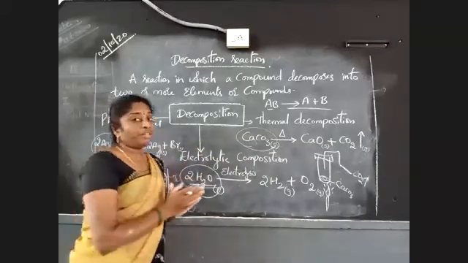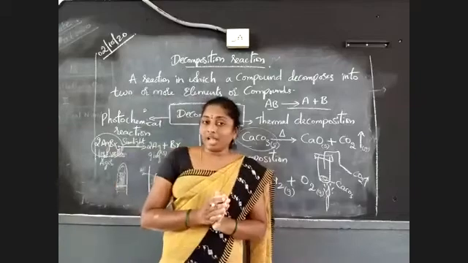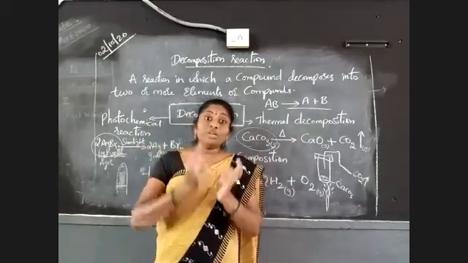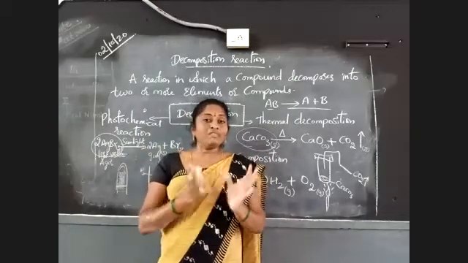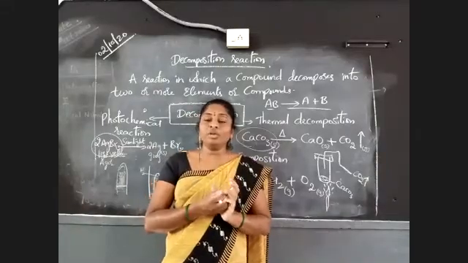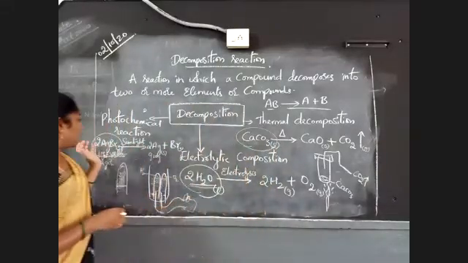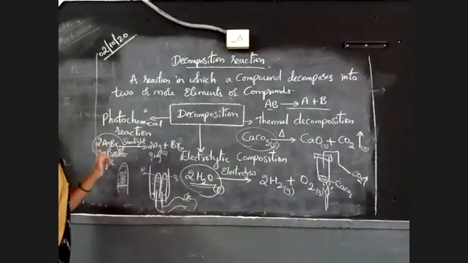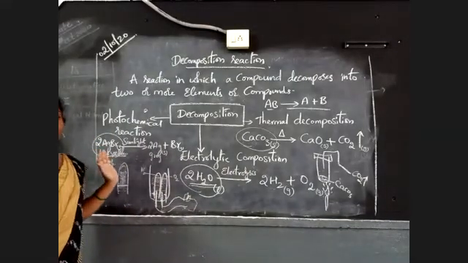And one more important thing: in the photochemical reaction, all the chemicals are not going to absorb the sunlight. Only a very few. In that, there are two examples: one is silver chloride and another one is silver bromide.